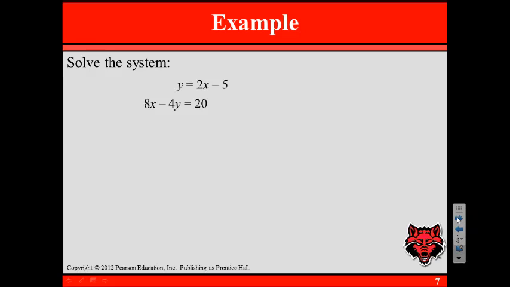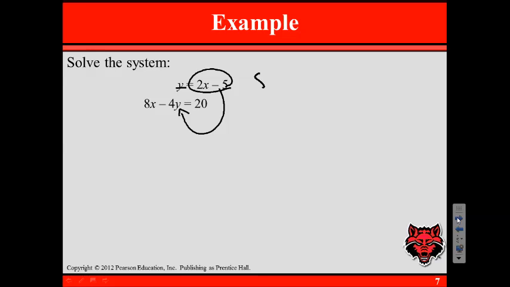Let's try another example. Here we have y equals 2x minus 5 and 8x minus 4y equals 20. Our first step is to always isolate one variable in either equation. In this case, our first equation is already solved for one variable. Y is already by itself. So we take the expression 2x minus 5 and put it in place of y in the next equation.